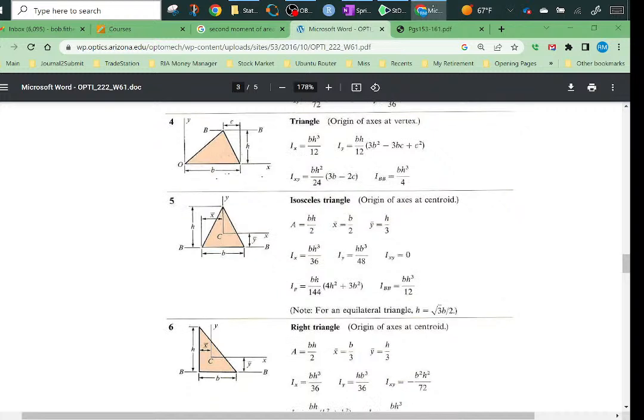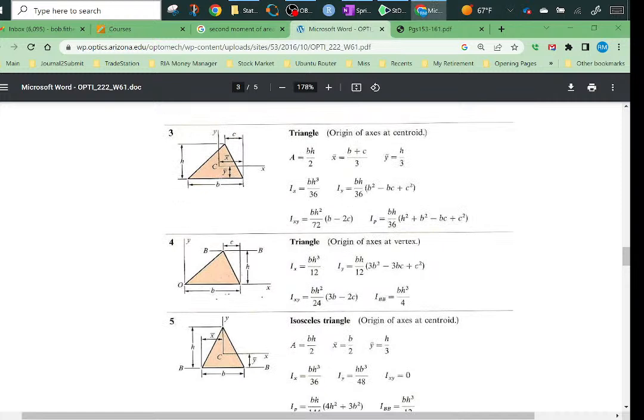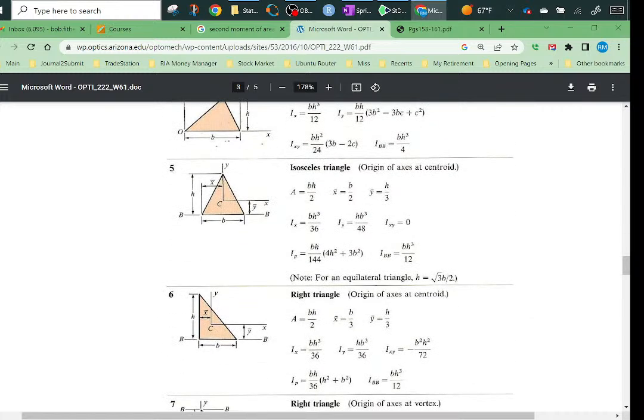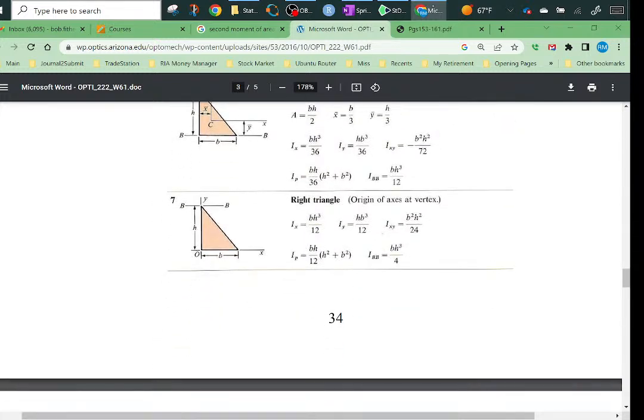So most books will say I bar x right here. And for that matter, they'll say I bar y here for a triangle like that. And that's fine. But then, if you want to translate this to this one, you've got to use the parallel axis thing. So my point is, if you look at these: origin of axis at the centroid, origin of axis at vertex, it's different. Origin of axis at centroid, origin of axis at centroid, origin of axis at vertex.